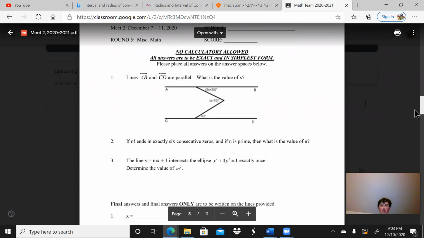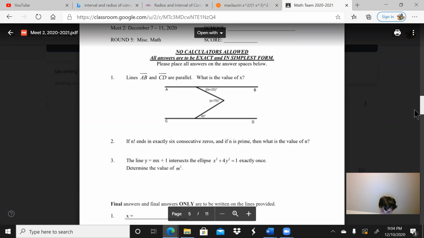Lines A, B, and C, D are parallel. What is the value of x? Oh, don't they have to add up to it? I swear, I've seen this one before. I've low-key seen this problem before. Yeah, so you have a little thing. But if you extend the line, you get parallel lines. So 40. This becomes 40. X plus 70. And this is 2x plus 25.